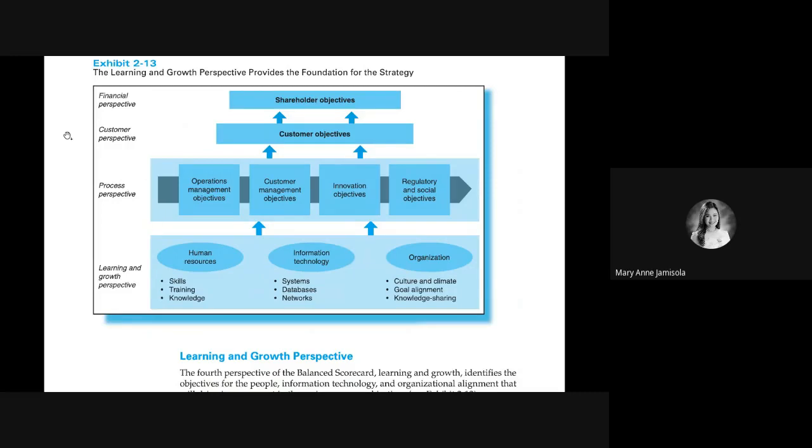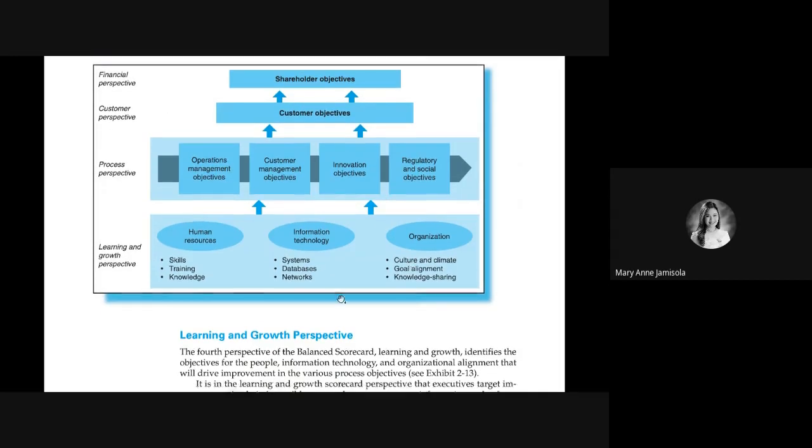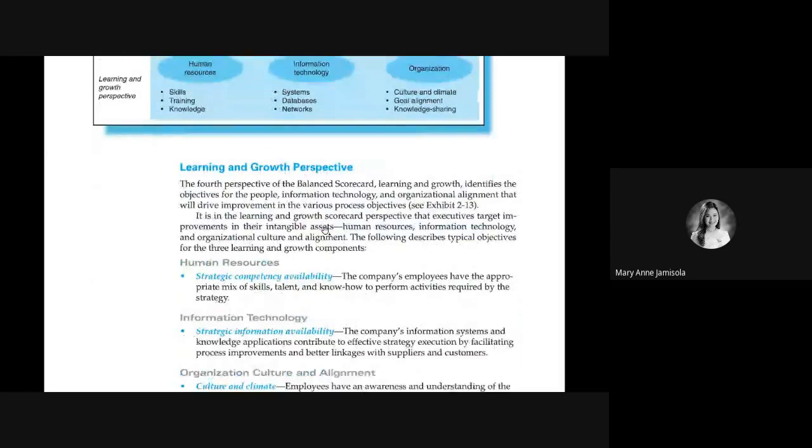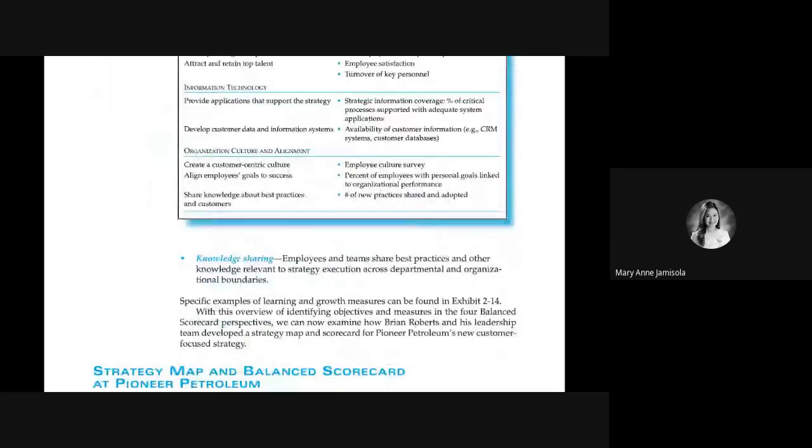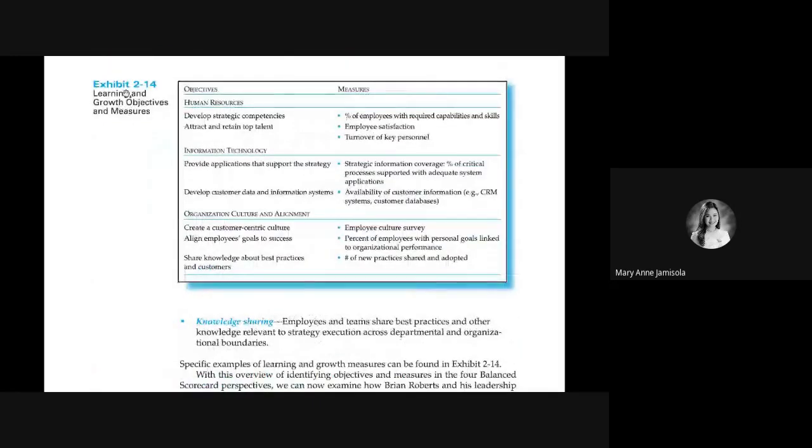Okay, so this sums up our discussion on the strategies. Okay, then lastly, for learning and growth objectives, we have three aspects. We have human resources, information technology, and culture and alignment.